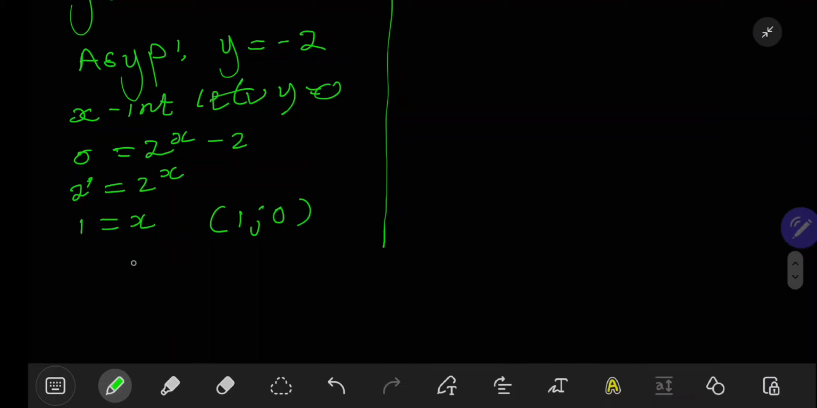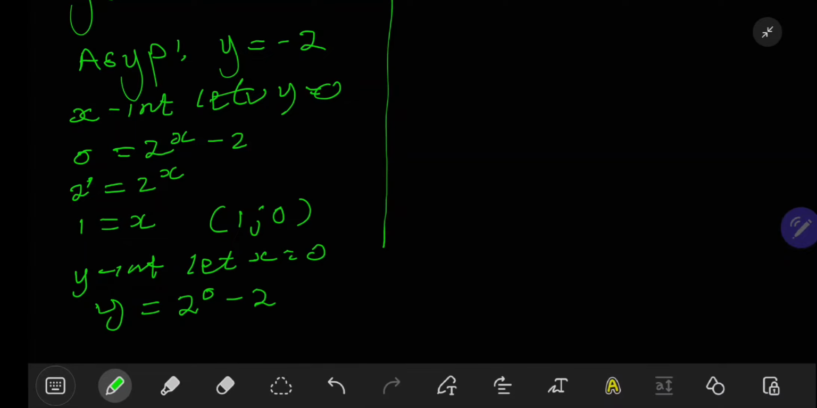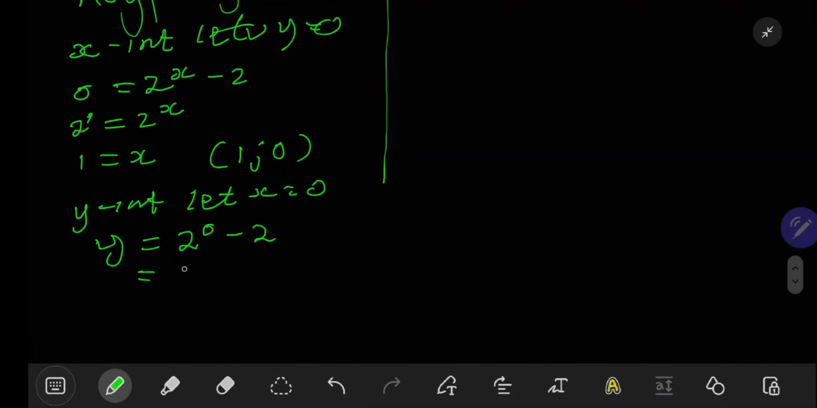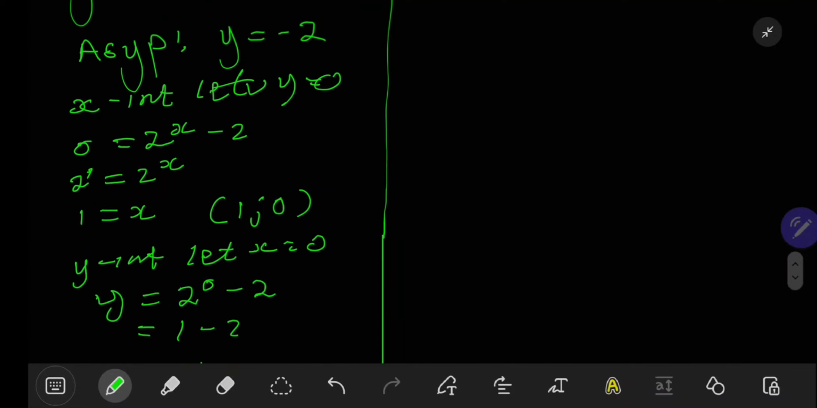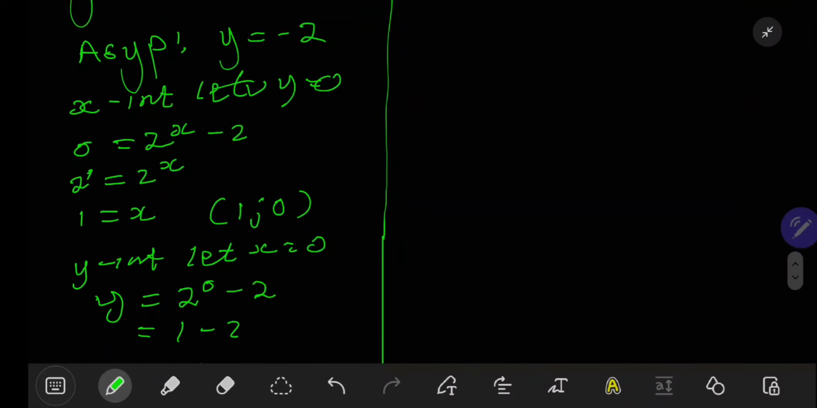And then we can determine the y-intercept by letting our x value become 0. Then y equals 2 to the power 0, minus 2. This will be 1 minus 2, which is negative 1. In coordinate form, it's (0, -1). So we have everything: the asymptote, the x-intercept and the y-intercept. It means we can sketch our graph.